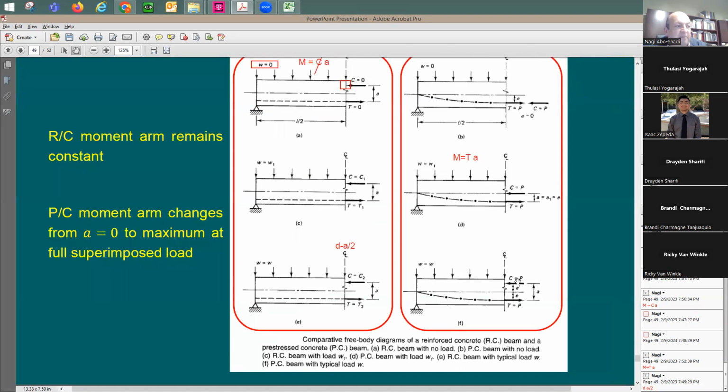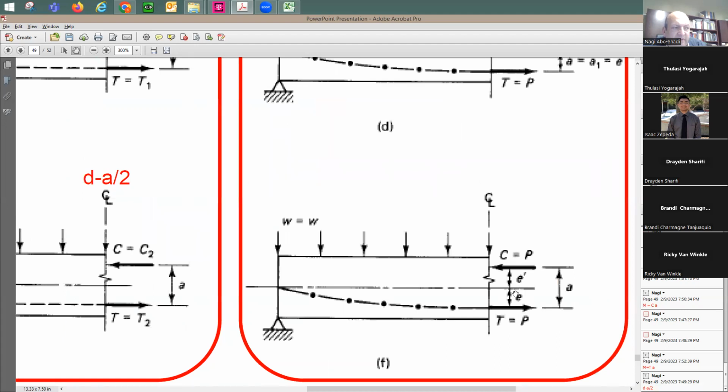So okay, but here, look what happened. This moment arm, which is A, is going to be composed of two segments or two sections. One of them is going to be E, the eccentricity of the cable, plus E prime. Therefore, E prime is going to be equal to A subtracting E.